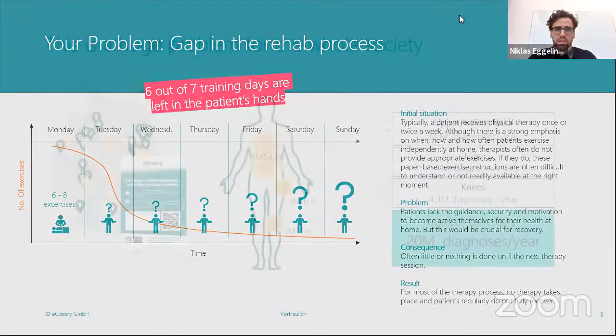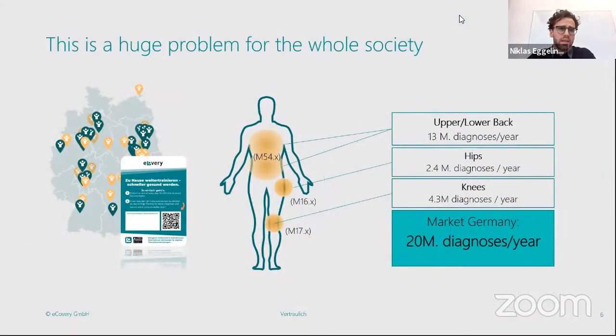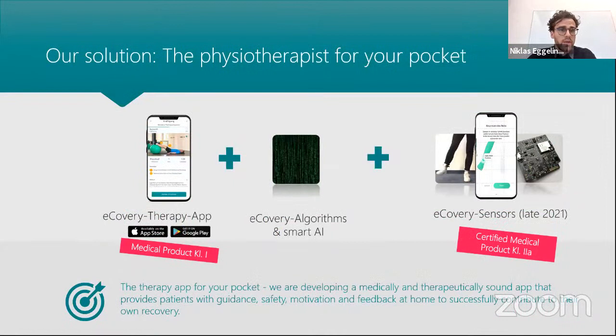So this is quite a huge problem, and these numbers reflect the size of it and of the market. Only in lower and upper back, we have 30 million diagnoses a year. With hips, it's 2.4 million diagnoses, and with knees, it's 4.3 million. It's resulting in a total market demand on these diagnoses of 20 million diagnoses. So obviously, we have a big problem here. And I'm convinced that we have a big solution as well.